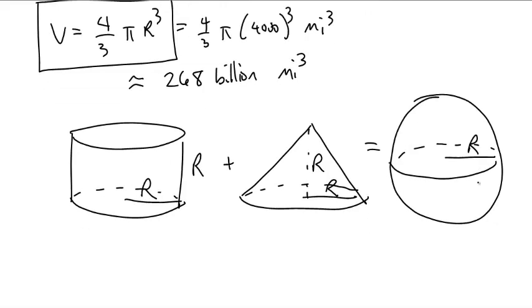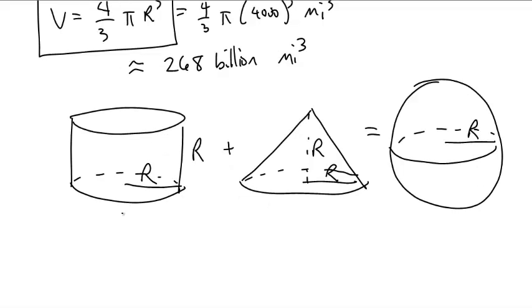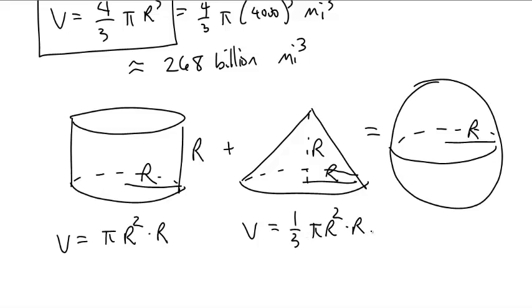Why? The cylinder is a prism, so the volume is area of the base times the height. The base is a circle, so the volume is pi r squared times r. Pi r squared is the area of the bottom times the height, which is r. Here the volume is 1/3 pi r squared times r, and the volume of the sphere, as we just said, is 4/3 pi r cubed.